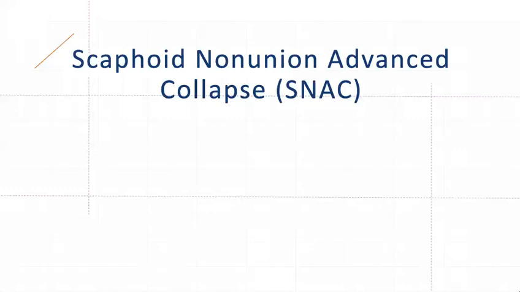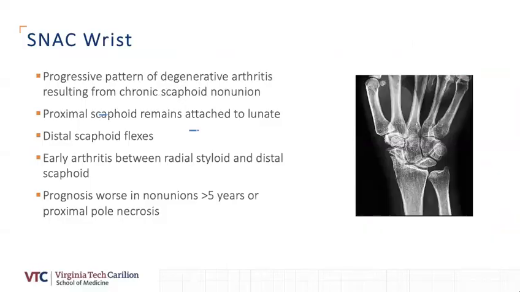So next we will talk about scaphoid non-union advanced collapse, or SNAC wrist. This is a progressive pattern of degenerative arthritis that results from chronic scaphoid non-union. The proximal scaphoid will remain attached to the lunate still, and so the distal scaphoid will flex. In this disease, you will have early arthritis between the radial styloid and the distal scaphoid.